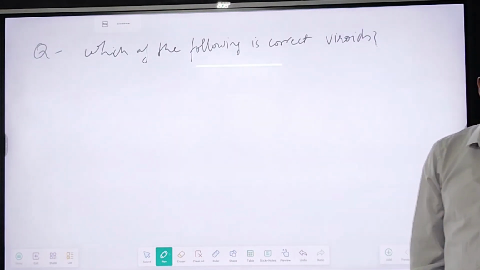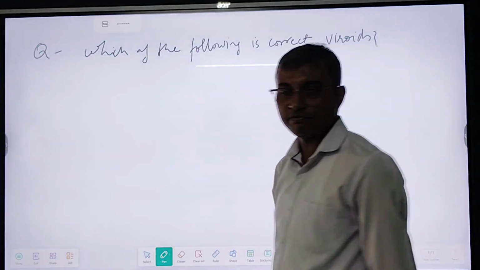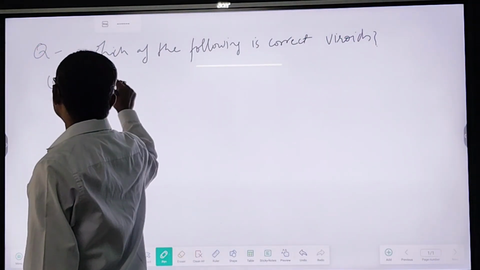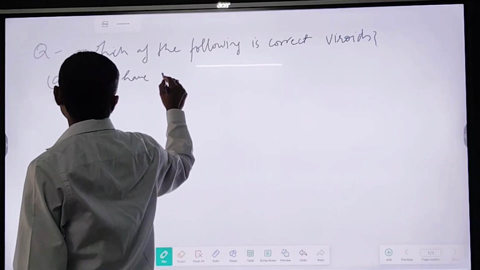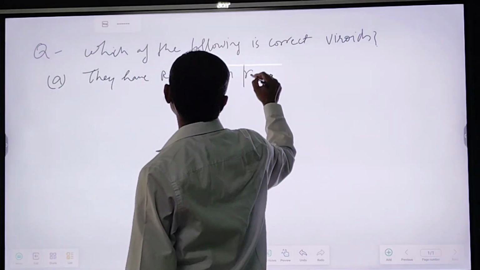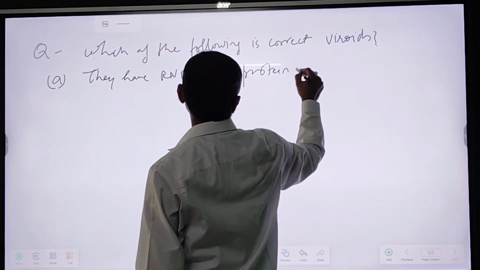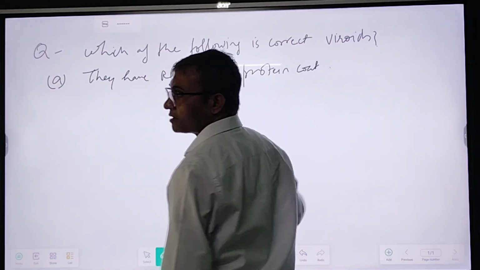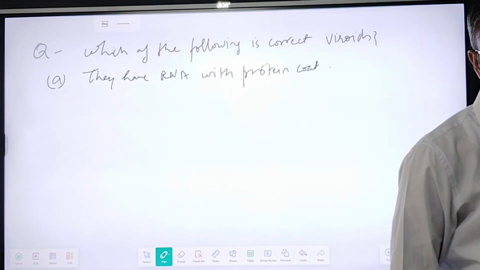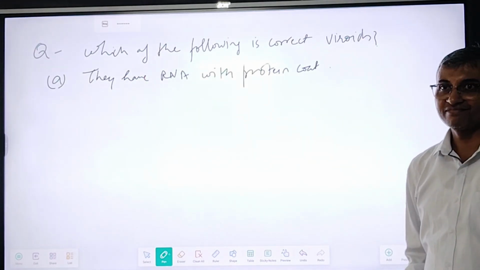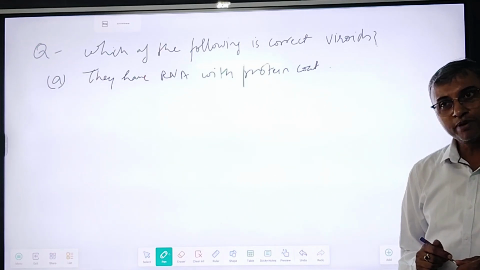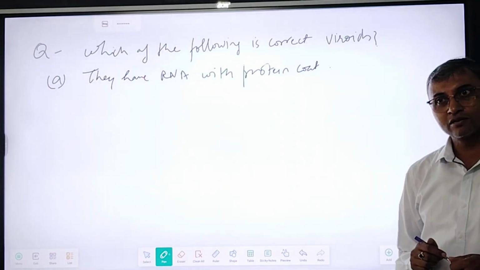Okay, the first statement: they have RNA with protein code. Is this correct? Do they have RNA with protein code? RNA with protein code, what will it become? That will become a virus. Okay?